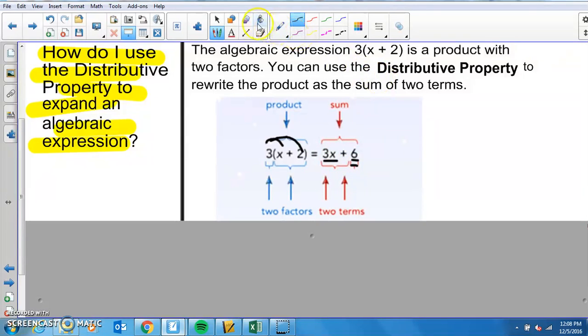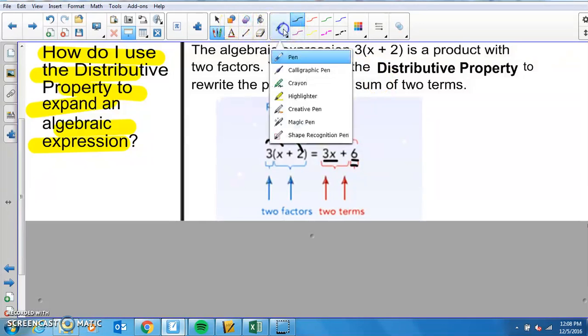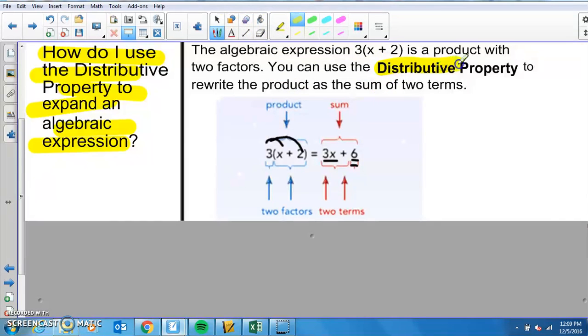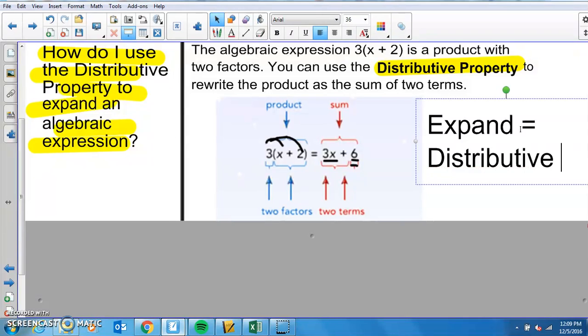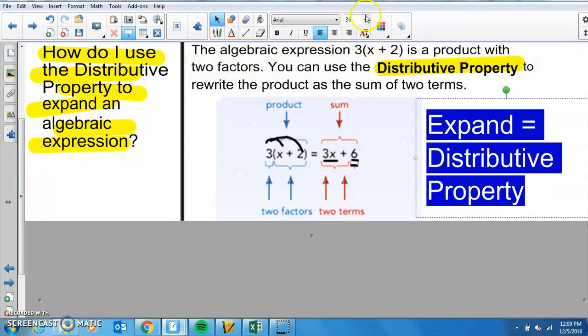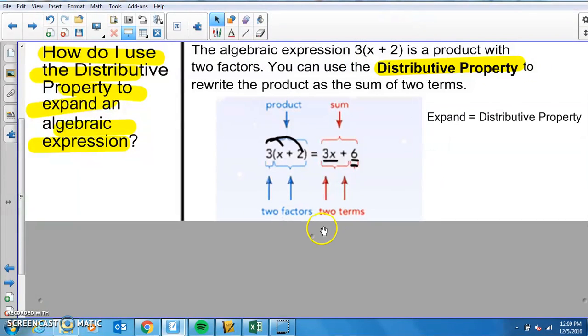Now you're going to hear the phrase distributive property a good bit. When I say the distributive property, it means you're going to take a number on the outside and multiply it by a number on the inside. Another phrase that you're going to hear me say is to expand a problem. When I say expand a problem, I also mean to use the distributive property. So these 2 things mean the same thing. To expand is also to apply the distributive property.